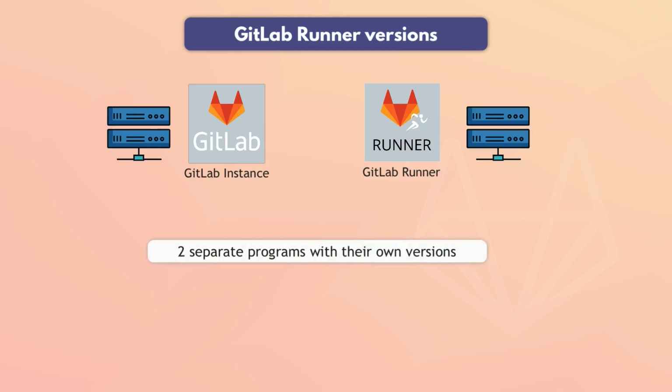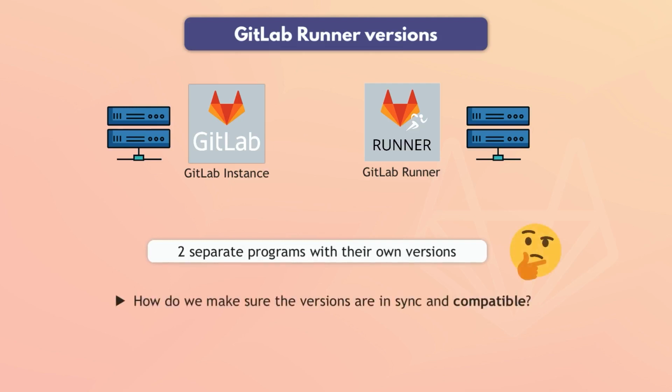So these are two separate programs with their own versions. So the question is, how do we make sure that the versions of these two, the GitLab runners and the GitLab server, are in sync and compatible, especially when we manage the setup ourselves? For example, it could be that the GitLab.com platform updates the GitLab server version, but we have a self-managed specific or group runner that is running with an outdated version. So what are the compatibility rules here?